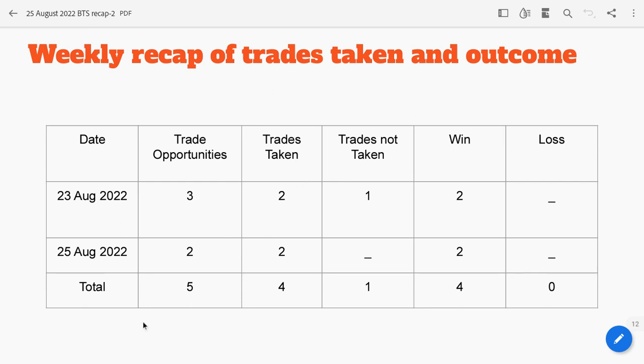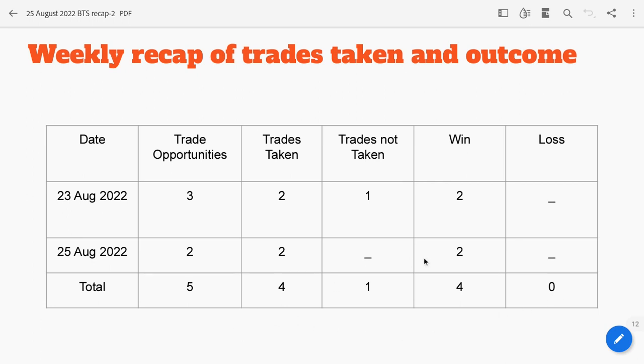Now, out of those five, I managed to take two on the 23rd and two on the 25th. On the 23rd, there is one that took place, but I wasn't at the screen to take it. And out of the trades that I took, two of them were wins on the 23rd, and two of them were wins on the 25th, bringing the total to four wins and zero losses for the week. So it was really a good week.